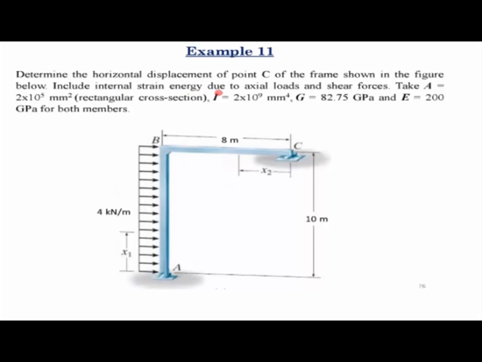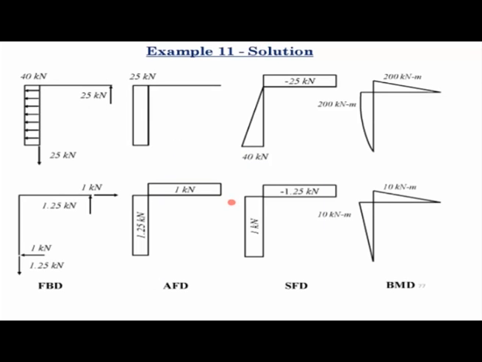So now includes strain energy due to axial loads and shear forces in addition to the bending deformations. Previously what we did is we calculated the horizontal displacement at this joint C considering only the bending deformations. Now in addition to bending deformations, we'll consider the axial loads as well as the axial deformations as well as shear. So to do that, what we have to do is plot the bending moment diagrams that we had previously. We'll plot the axial force diagram and the shear force diagram due to the applied loads as well as due to the virtual load of 1 kilonewton at this joint where the displacement has to be calculated.